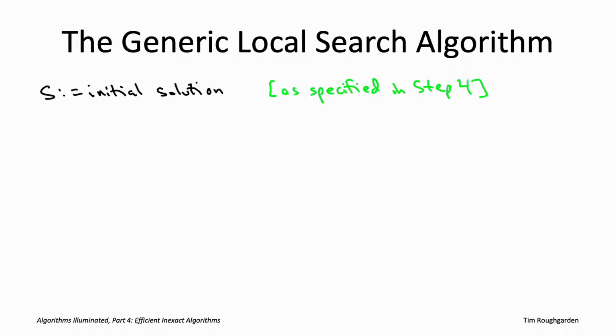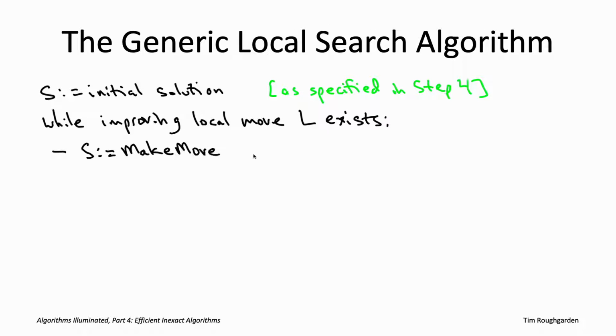Then you just have a main while loop where, as long as there's an improving local move, a local move you can take from the current solution that gives you a strictly better objective function value, bigger for a maximization problem, smaller for a minimization problem, you continue to do it. You take an improving local move as long as you can. There may be many from a given feasible solution, but the whole point of step 5 is to resolve the ambiguity. When there's multiple moves, which one should you pick? So in the main while loop, you just invoke whatever decision you made in step 5.